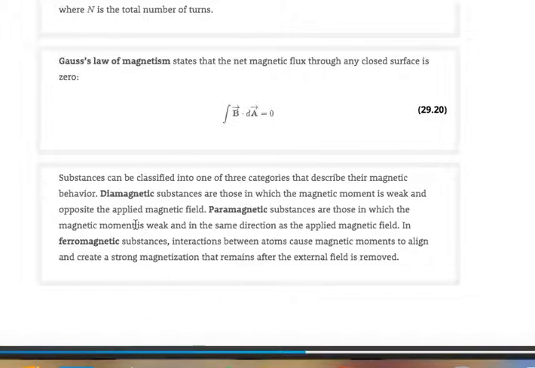Diamagnetic, in which the magnetic moment is weak and opposes an applied magnetic field. Paramagnetic, magnetic moment is weak and in the same direction. And then ferromagnetic, the magnetic moment will be permanent, basically. I want y'all to know those three.